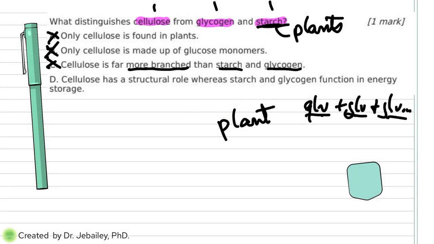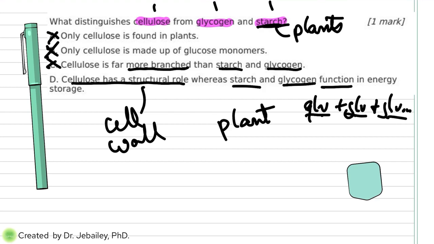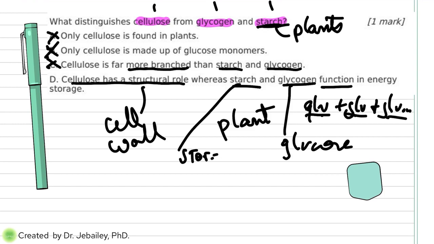So the only thing left here is that cellulose has a structural role, whereas starch and glycogen function in energy storage. Now, cellulose is structural. Why? Because it makes the cell wall of the plant, and glycogen and starch have a function. Why? Because if you remember, glycogen is a storage of glucose for the muscles, right? And starch is a storage of energy for who? For the plants. So plants use starch as storage, and humans and animals use glycogen as storage. And it's storage for what? For energy. So D is the right answer. And this is awareness of before.